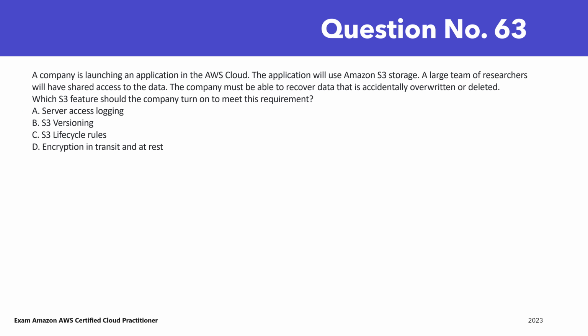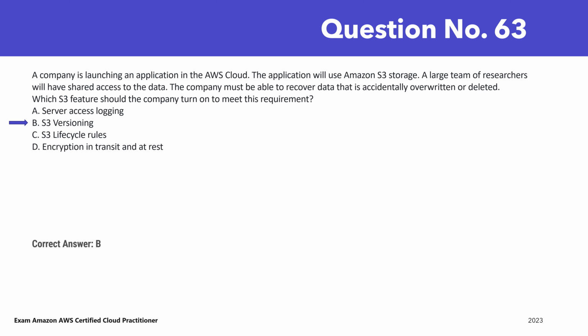A company is launching an application in the AWS Cloud. The application will use Amazon S3 storage. A large team of researchers will have shared access to the data. The company must be able to recover data that is accidentally overwritten or deleted. Which S3 feature should the company turn on to meet this requirement? A. Server access logging. B. S3 versioning. C. S3 lifecycle rules. D. Encryption in transit and at rest.